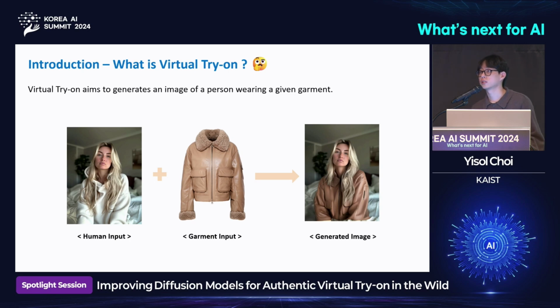And this paper addresses the virtual try-on task. So before we dive into the details, let me briefly explain what virtual try-on is. Basically, it's generating a human image wearing a specific garment. So it takes a human image and a garment image as inputs and generates the human image wearing the given garment as output.